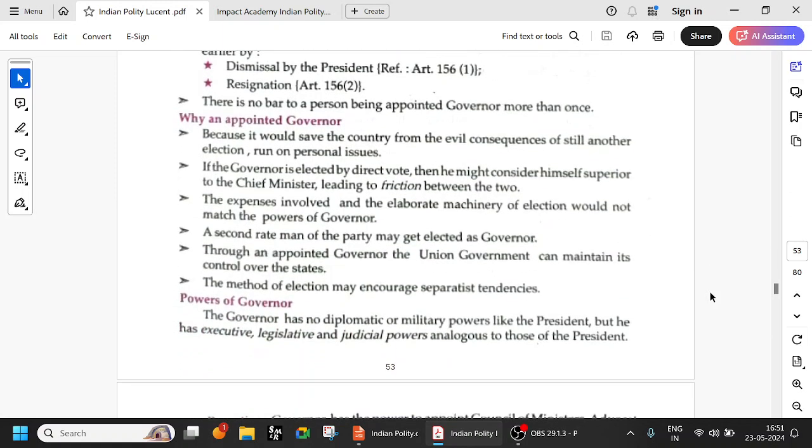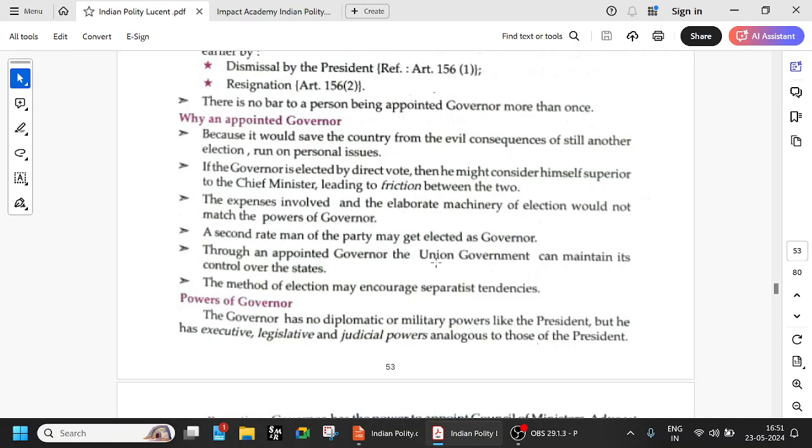Why an appointed governor? Because it would save the country from the evil consequences of a state election run on personal issues. Basically a governor is more like a guardian of the constitution. He looks after whether the constitution is being adhered to in the state or not. If the governor were elected by direct vote, he might consider himself superior to the chief minister, leading to friction between the two. So the governor is not elected directly. The president is elected indirectly, but the governor is appointed directly by the president, not even elected indirectly. Also, the expenses involved in the elaborate machinery of election would not match the powers of the governor, and a second-rate man of the party may get elected as governor.